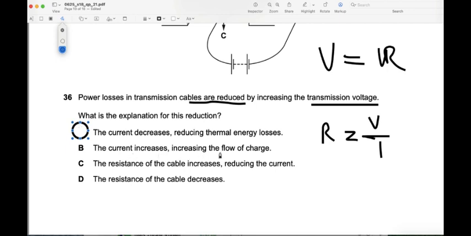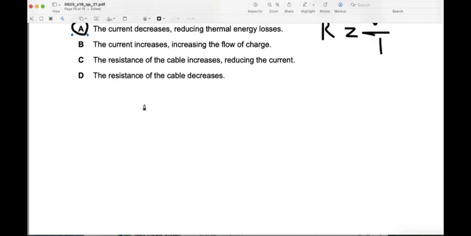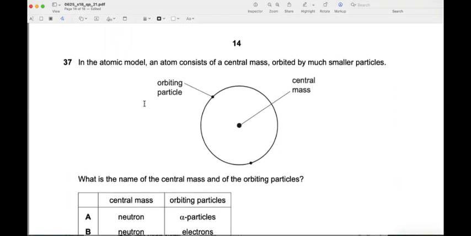Current increases the flow of charge? No. Why we step up voltage is not to increase current. The resistance of the cable increases, reducing the current? No. And the resistance of the cable decreases? No. So the best option is option A, as we've chosen. Now let's go to the next question. We're almost rounding up this paper. Let's go to question 37.